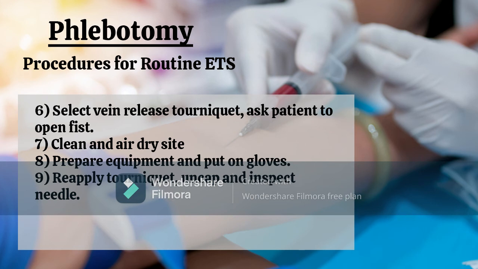Procedures for routine ETS. 6. Select vein, release tourniquet, ask patient to open fist. 7. Clean and air dry site. 8. Prepare equipment and put on gloves. 9. Reapply tourniquet, uncap and inspect needle.